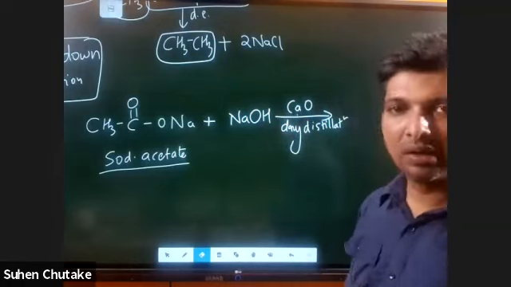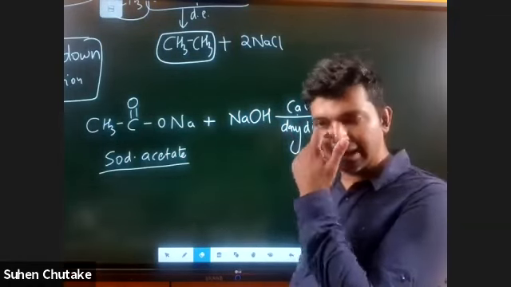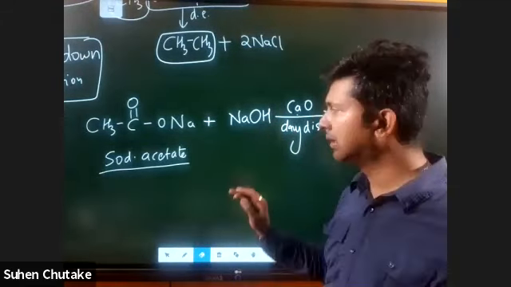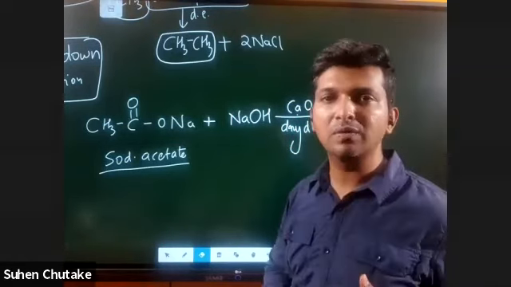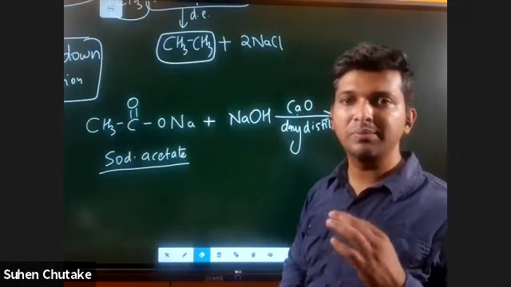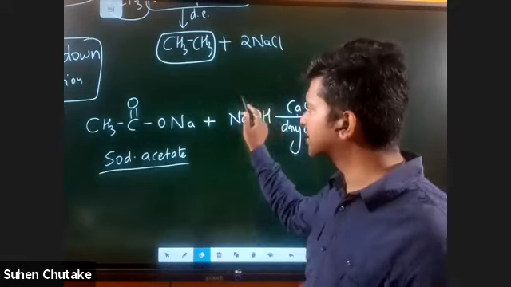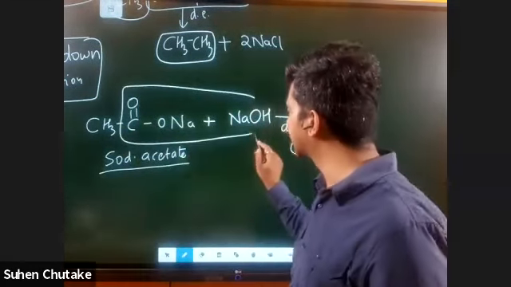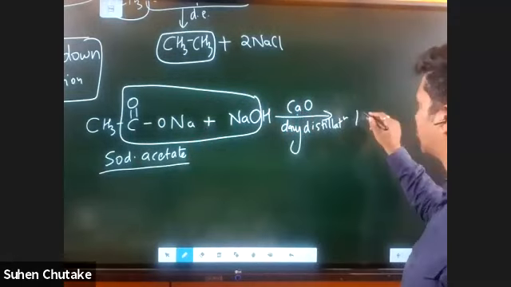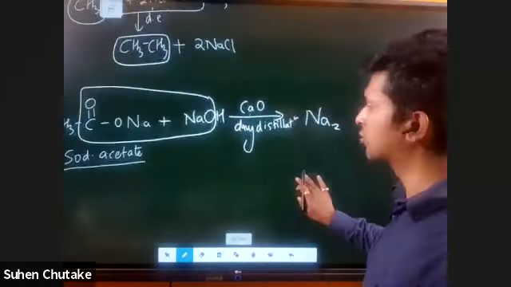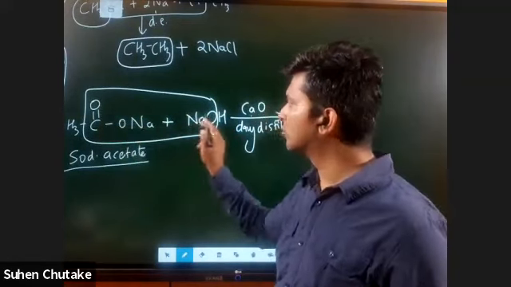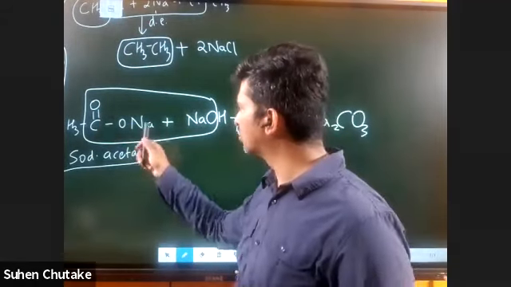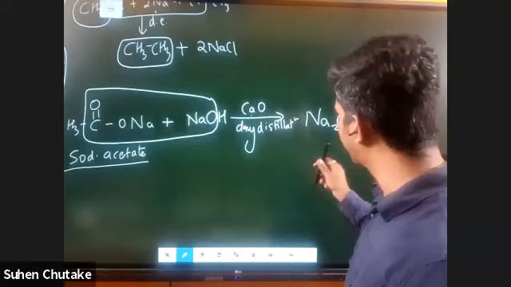So this step down reaction will always occur. Meaning if you see on the arrow NaOH and CaO, this combination of soda lime along with dry distillation, you have to understand that this is going to be a step down reaction. Let's see how that step down takes place. So the step down will take place like this: Na, Na2, pay attention, then CO, O, O, Na2CO3. Understanding? Na2CO3.